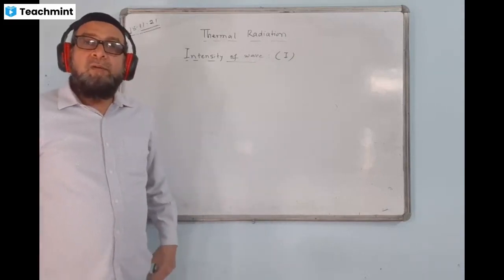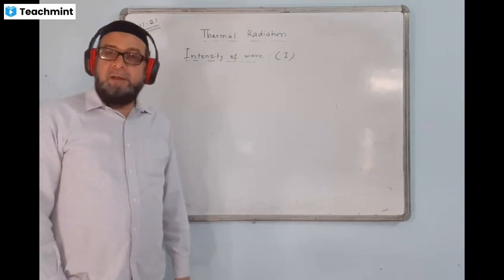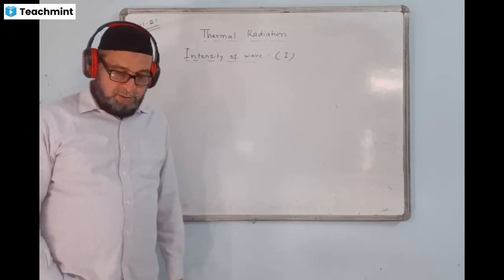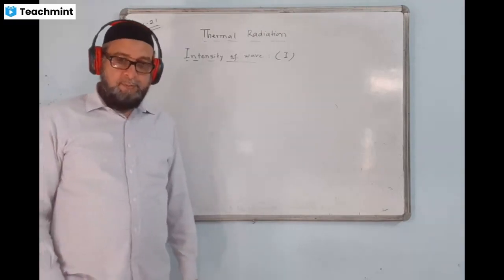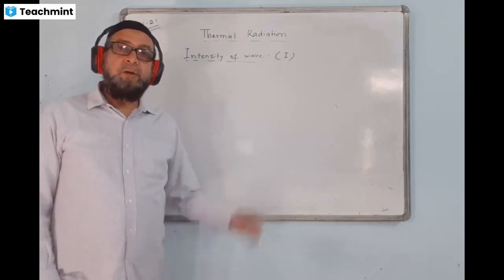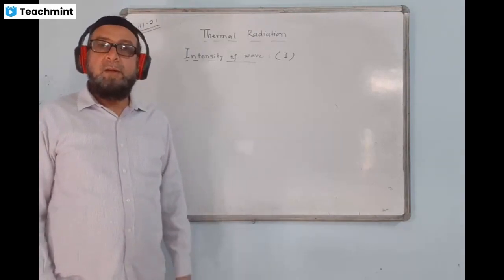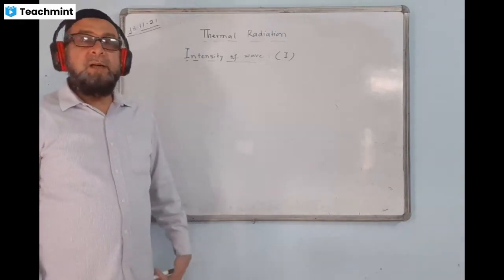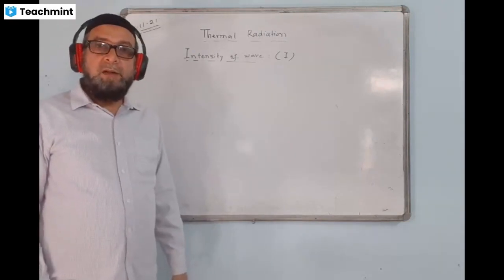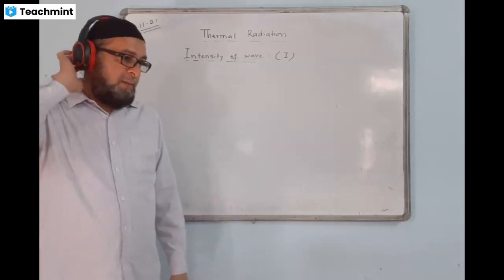It is the amount of energy transported per second per unit area, or you can say per unit time per unit area. Per second per unit area is called intensity. Intensity of the radiation is denoted by I.